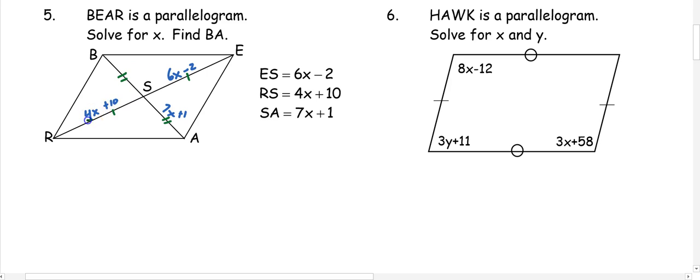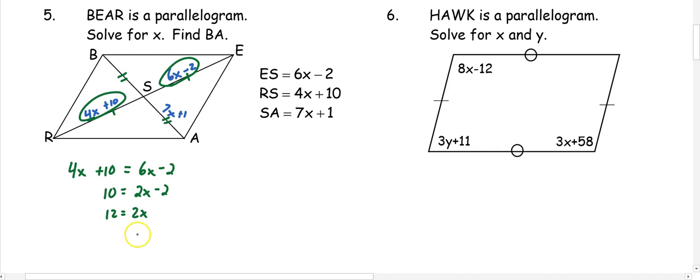So to solve for x, we would use the 4x plus 10 and the 6x minus 2. So we have 4x plus 10 equals 6x minus 2. We're going to subtract 4x from both sides and then add 2 to both sides. So we get 12 equals 2x. When we divide, x is 6.